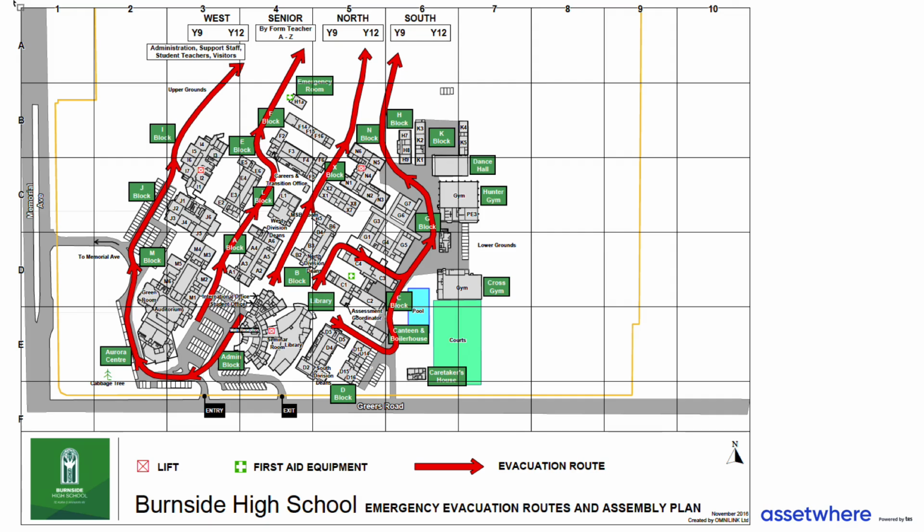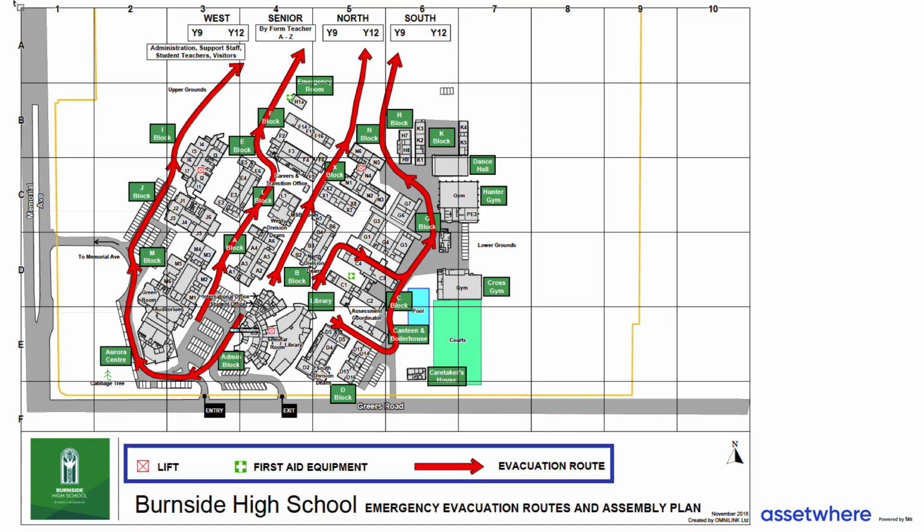Now, this next map is showing the evacuation map and assembly plans for the Burnside High School in New Zealand. It shows their school logo and also their evacuation pathway that students and teachers should take in case of a school lockdown. And this is an example of a school that chose to include in the initial AssetWhere inputs the evacuation pathways for each room.